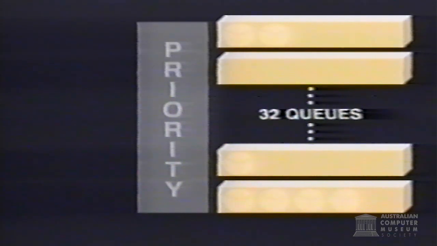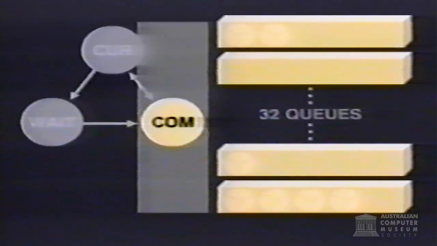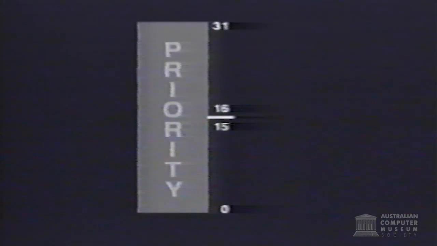These 32 priority queues correspond to the memory resident computable process state that we discussed earlier. That is, any process in one of these queues is ready to execute whenever the scheduler decides to let it run. The software priority levels are divided into two groups of 16 priorities each.